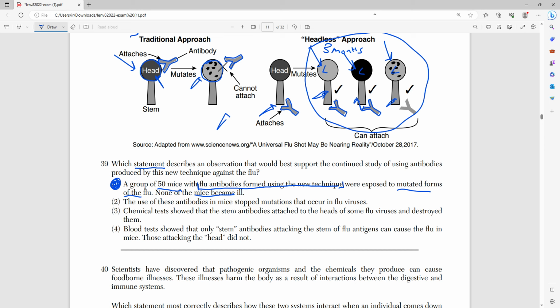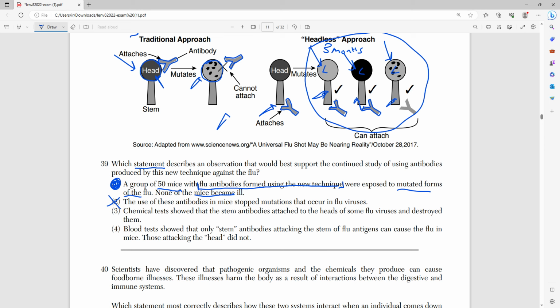Number 2 says the use of these antibodies in mice stop mutations that occur in flu virus. Well, sure, this is a good thing, right? But does it really support the purpose of the vaccine? No, the purpose of the vaccine is to kill it. This is simply just stopping mutations. Antibodies are supposed to kill the virus. This means that it's working for a different thing, so that's wrong.